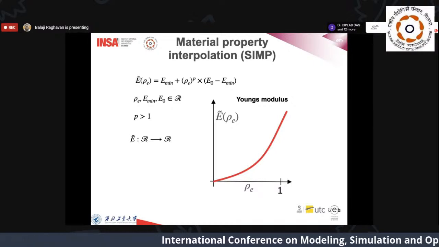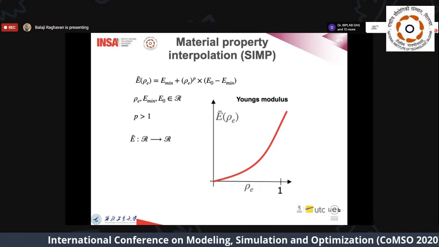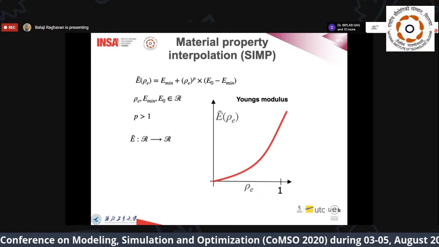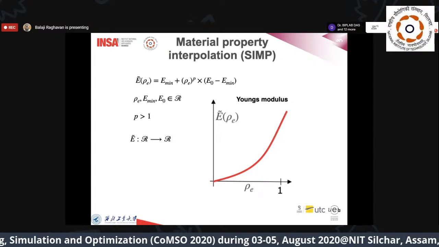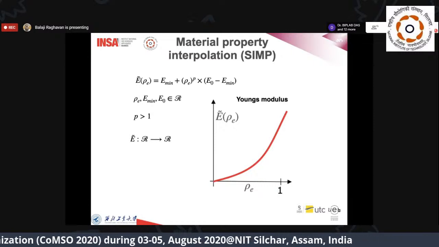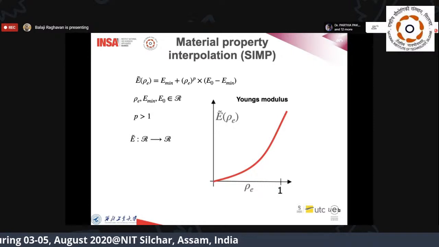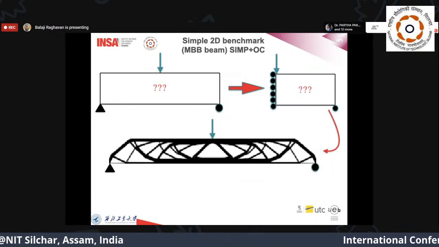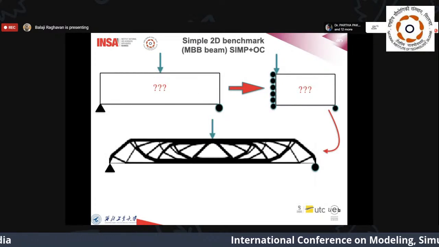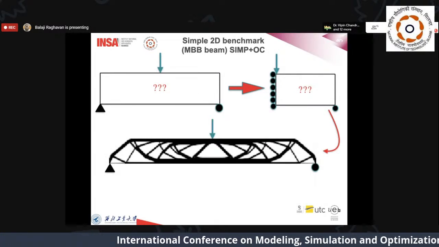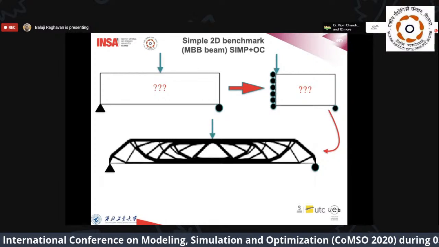So, say the Young's modulus has to be a function of rho e. The reason we have a penalty parameter, which is greater than 1, is to force a 0-1 solution, because we want to avoid grayscale solutions. So this is what it looks like. And I'm hoping this excites at least some of those who haven't really followed this field.